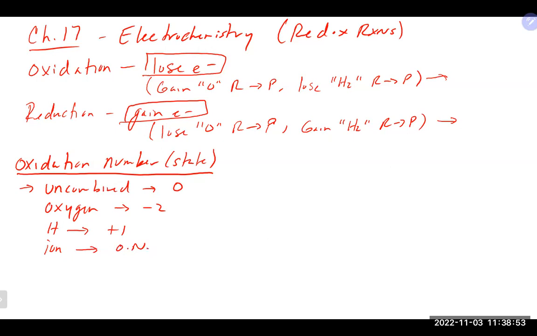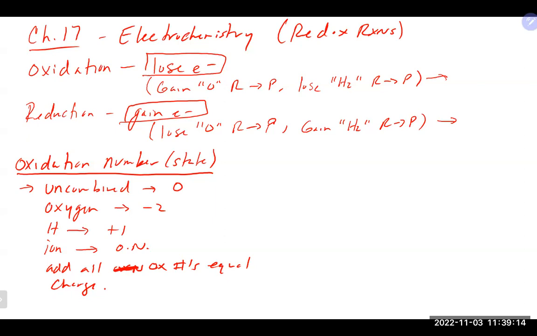And remember, when you add up all your oxidation numbers, they need to equal the charge, if there is one, on the ion. If it's not an ion and doesn't have a charge, then you need to add it all up to 0.